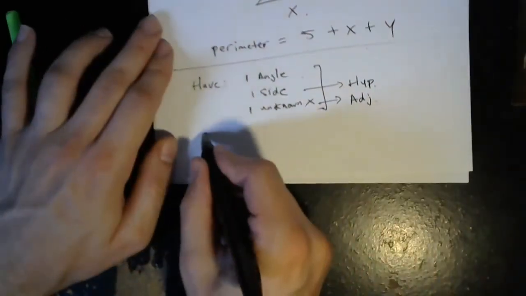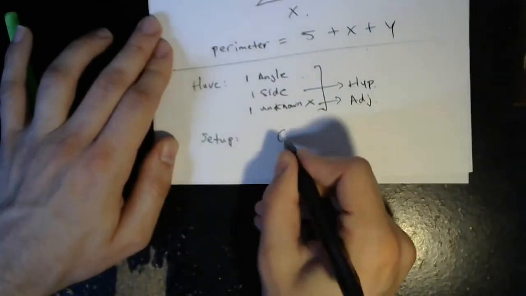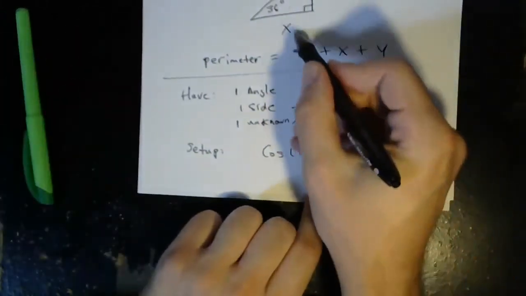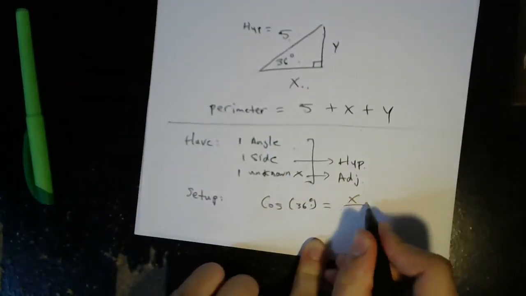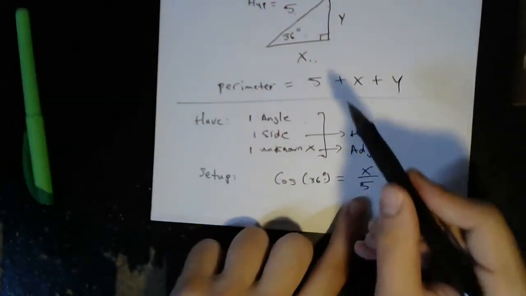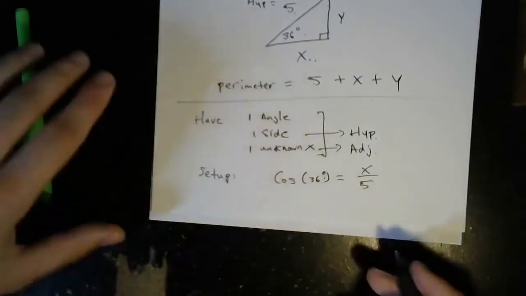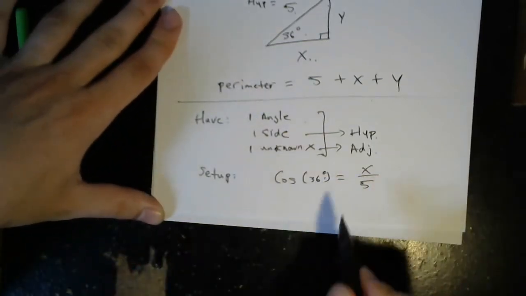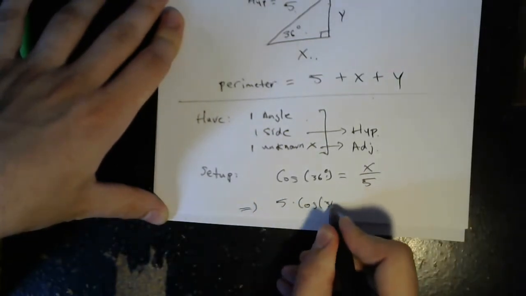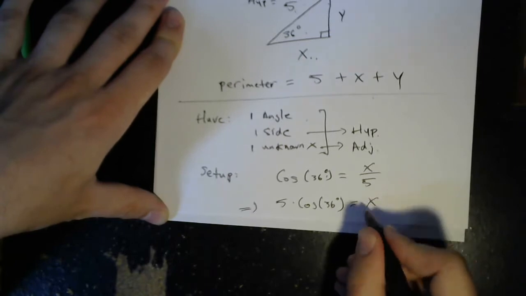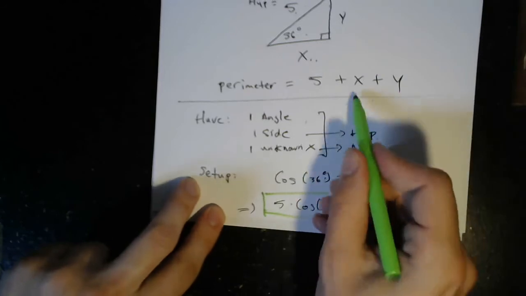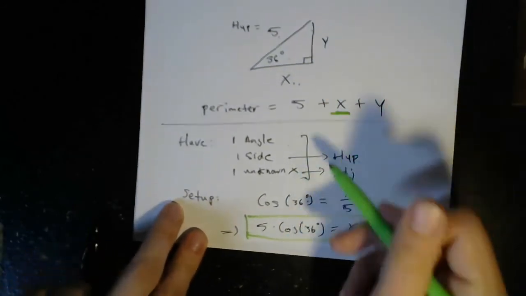So we set up cosine of 36 degrees has to be adjacent over hypotenuse, X over 5. And then we want to know what X is, so we can solve for X. We multiply both sides by 5. And so we get 5 times cosine of 36 degrees is equal to X. And so this is part of what we need, right? It's the X coordinate.